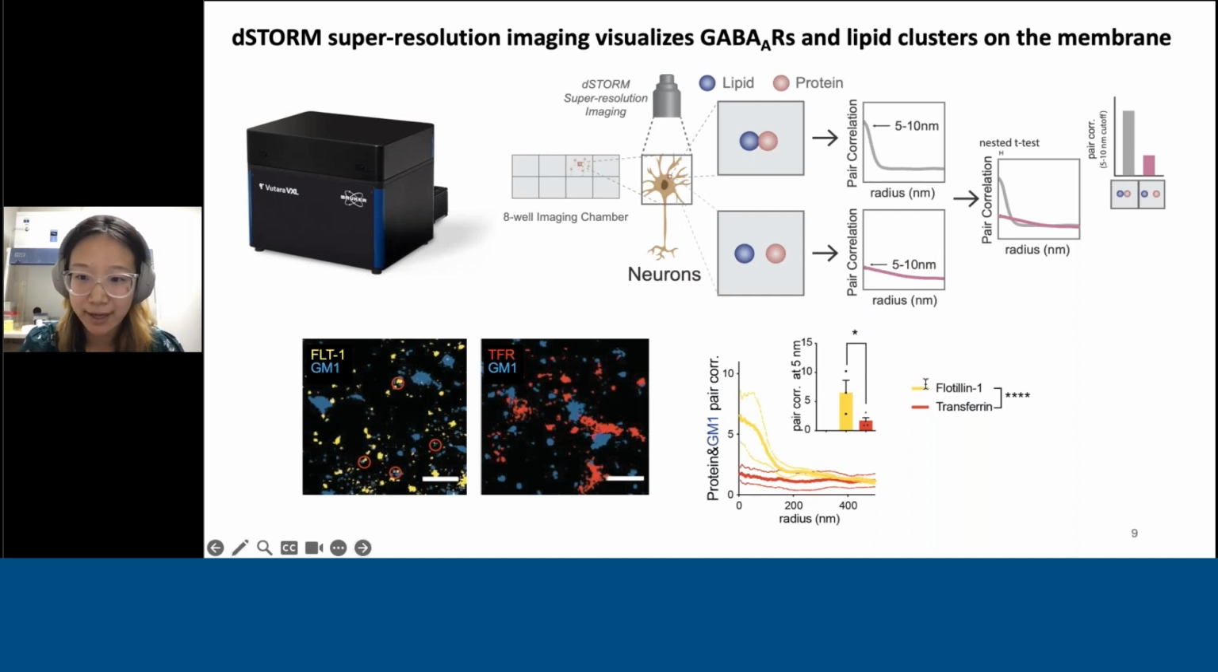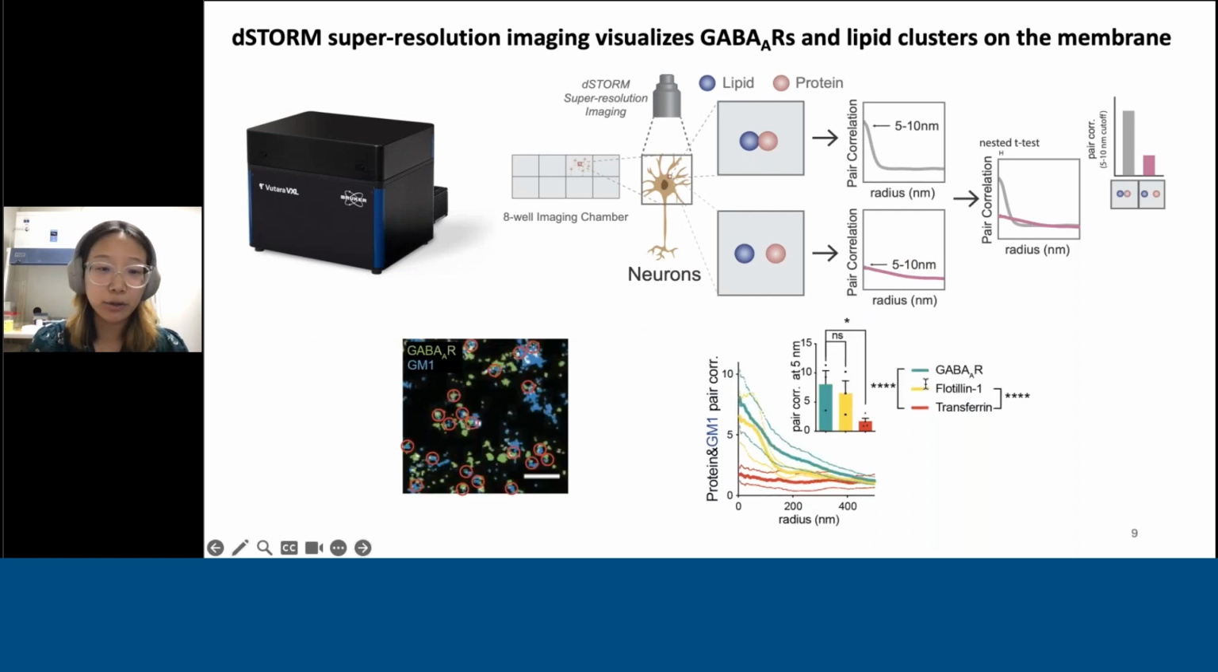And here we can see that the GM1 exhibits a high pair correlation with the raft marker flotillin, and a low pair correlation with the non-raft transferrin receptor. And this result supports that GM1 labeling is representative of the lipid rafts. And to simplify the discussion moving forward, I will use the terms lipid rafts and GM1 domains interchangeably.